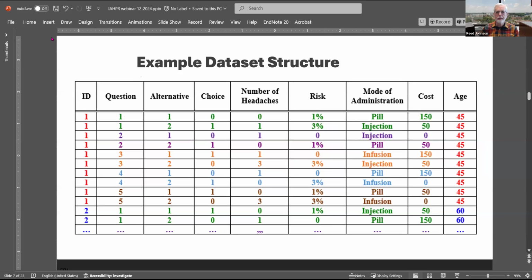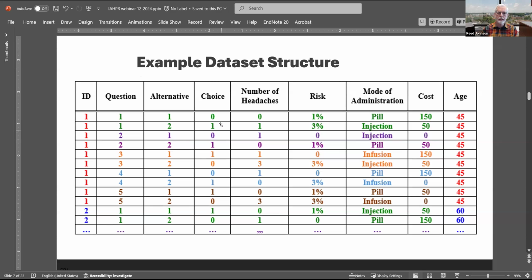All right, this is what the data set looks like. No one ever explains this to people. But the answers to the choice questions look like this when you lay out the data. So in this case, we have 5 questions. There are 2 alternatives each. So row 1 is the first alternative, row 2 is the second alternative. So there are 10 rows for respondent number 1, alternative 1 and alternative 2.